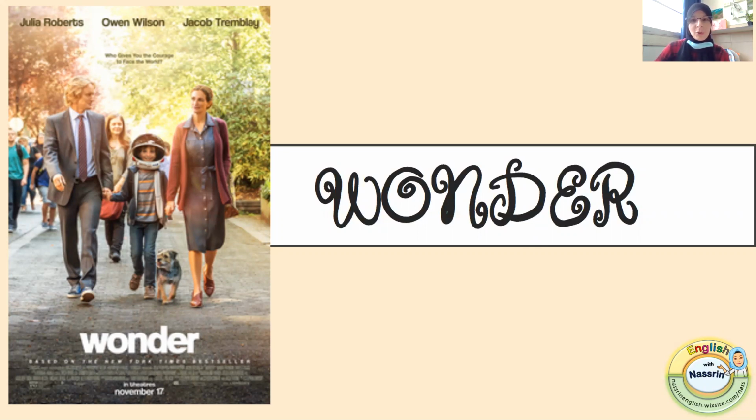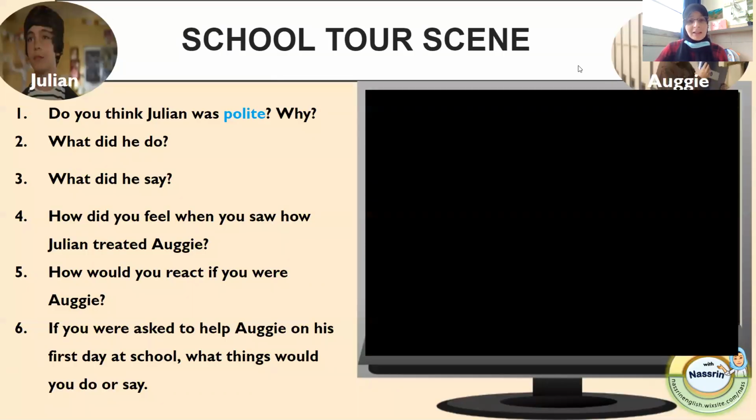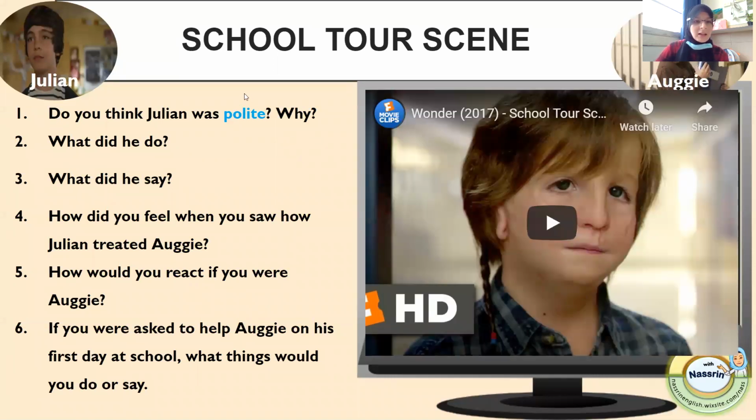So let's go through it very quickly. What I did is basically choose certain scenes from the movie that I thought might be interesting for my learners to talk about. As you can see here, this is the school tour scene. Students watch the video, and you could stop and pause throughout. On the left-hand side of the screen you would have all the questions that you could discuss and use with your learners.